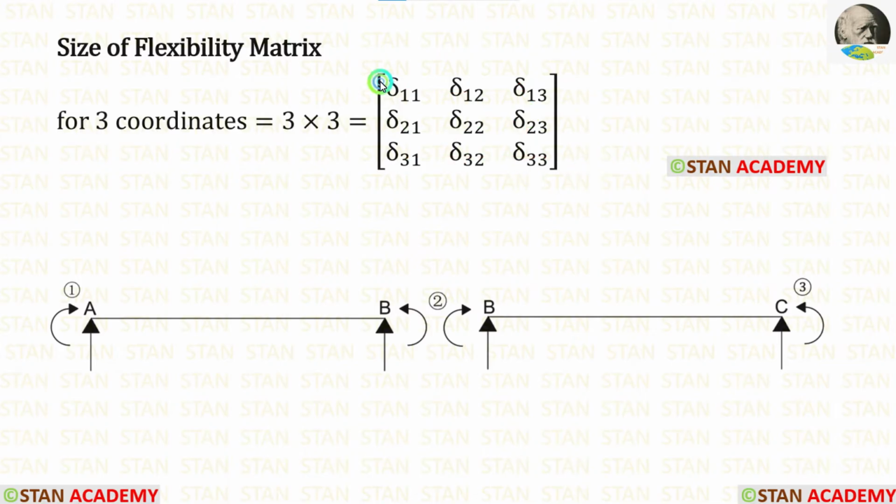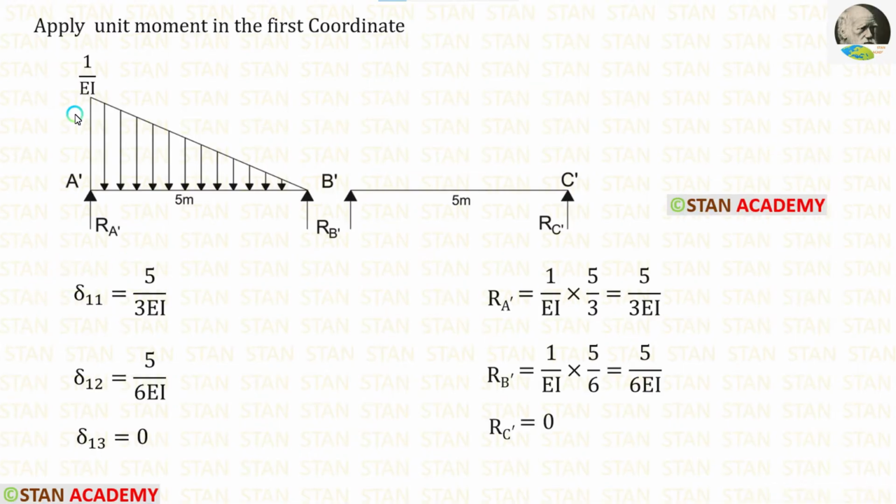Now let us calculate the first row in the flexibility matrix. To calculate the first row, we have to apply unit movement in the first coordinate. When we apply unit movement in the first coordinate, here the movement will be 1 and here it will be 0. Using that we can draw the diagram. We know that in the conjugate beam, we have to divide the moment by EI. So we have to divide this one by EI. Now let us calculate delta 11.